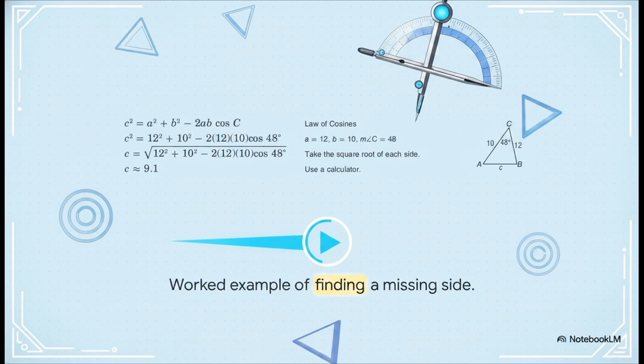Let's plug in those numbers. C squared equals 12 squared plus 10 squared minus 2 times 12 times 10 times the cosine of 48 degrees. Once you multiply that whole shebang out and subtract, you just take the square root of the entire result. And as you can see, the math cleanly simplifies down to our missing side, C, being approximately 9.1. Boom, case 1 is officially cracked.